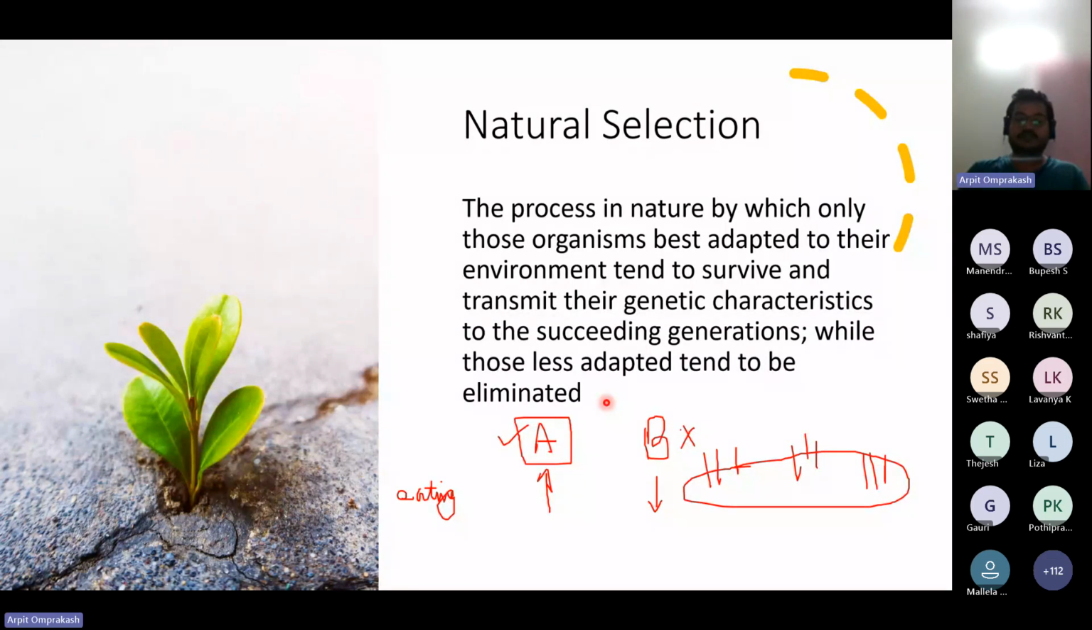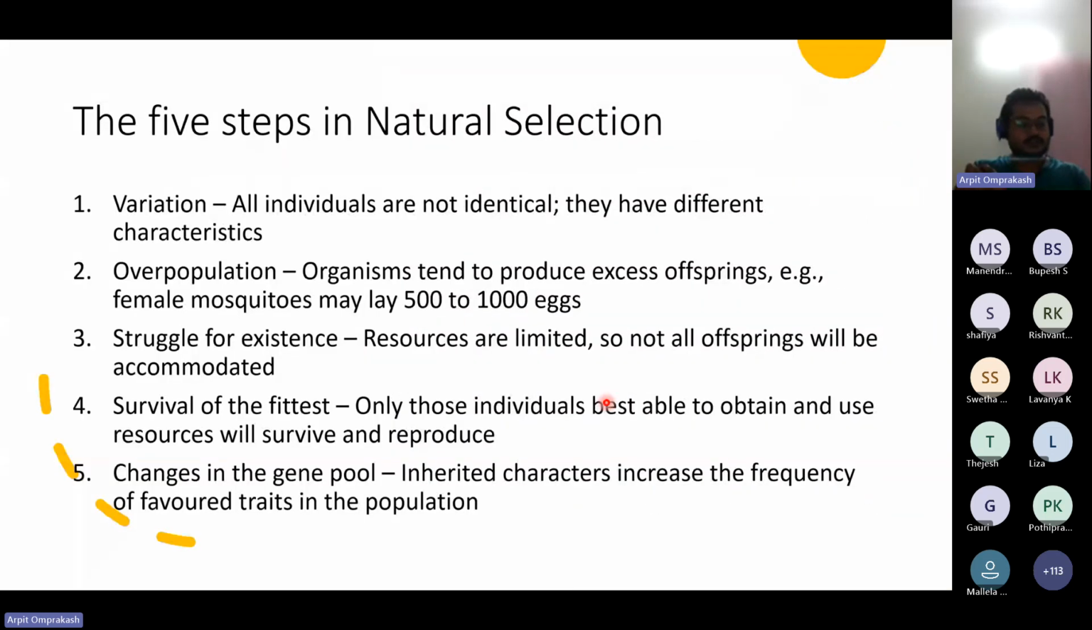The first thing is variation. Variation is basically the basis on which natural selection and evolution works. Basically, all individuals in the population are not identical. They have different characteristics. So for example, some plants might be taller, some plants might be shorter, even though they are of the same population. Some cheetahs might run fast, some cheetahs might run slow, and things like that.